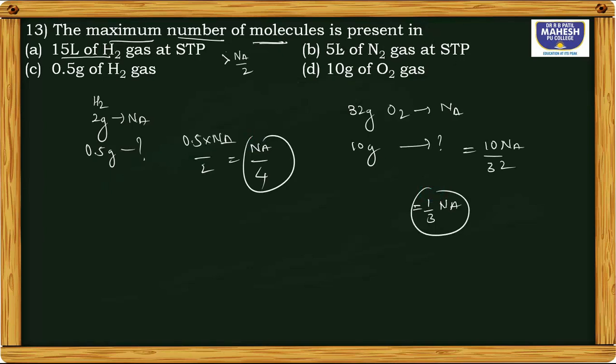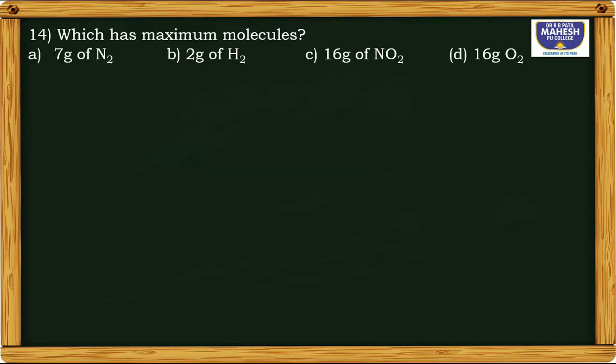Okay, this is even less than that because it is 5 liter, whereas hydrogen is greater than half of Avogadro, hence it is the answer. So you need not calculate accurately in a competitive exam, students. Even approximate calculation with the proper skill can get you the answer. Next question number 14, which has maximum molecules. Here also you need not calculate accurately. See, nitrogen, 1 nitrogen means 14, 2 nitrogen means 28.